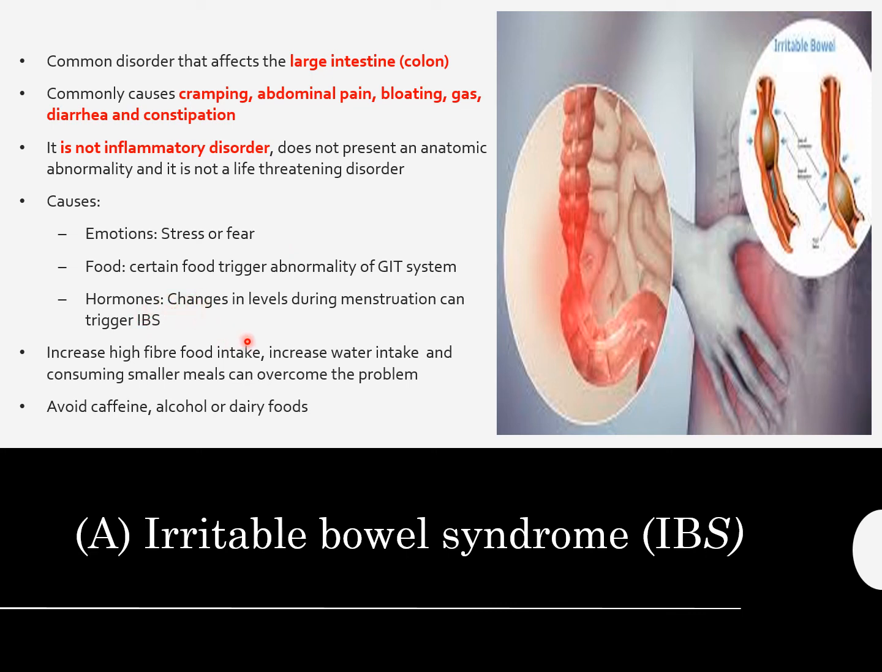Okay, the cause may be emotional stress or fear. Food: certain foods trigger abnormality of the GIT system. Hormones: changes in level during menstruation can trigger irritable bowel syndrome. Okay, this is for menstruation in women. Increasing high fiber food intake, increasing water intake and consuming small meals can overcome the problem. Avoid caffeine, alcohol or dairy foods. This is irritable bowel syndrome.